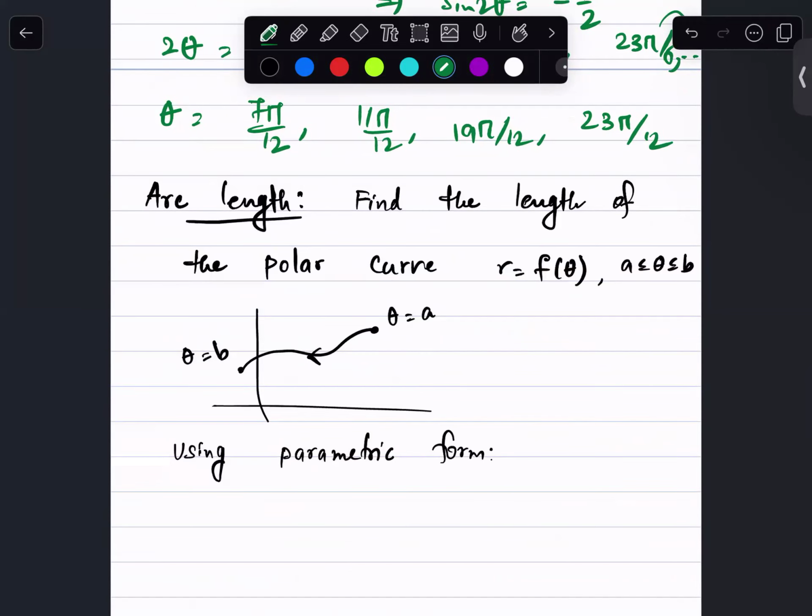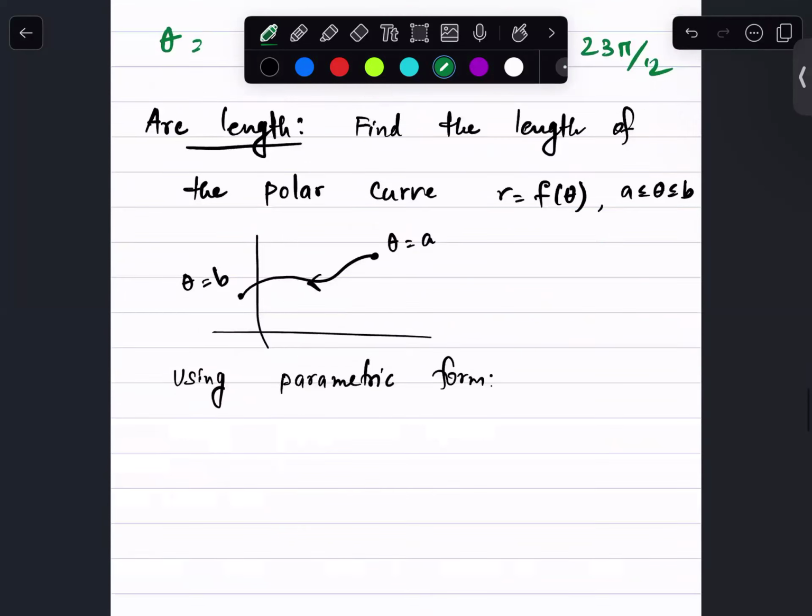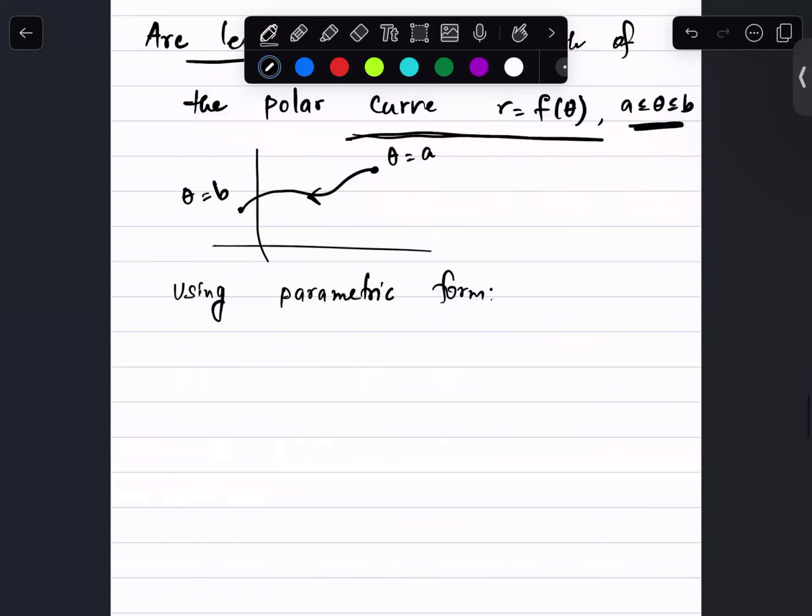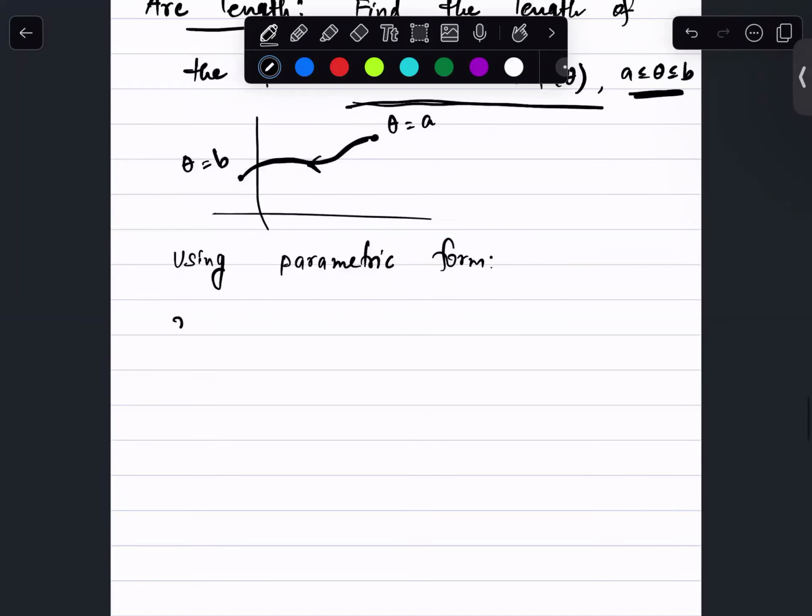The next thing would be how to calculate arc length. So if you have one polar curve given as r equal to f of theta, theta is in between a and b, and say this is the graph of that curve, then I can use the parametric formula, okay? I know what is the expression for arc length when you have parametric equations. So I know that x is equal to r cosine theta and y is equal to r sine theta, right? This is the interconversion between polar system and Cartesian system.